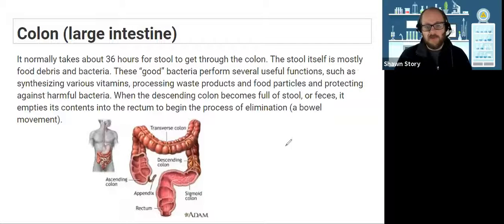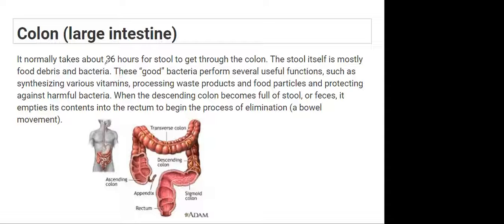All right, and then our last bit about the colon. It normally takes about 36 hours for the stool to get through the colon. The stool itself is mostly food debris and bacteria. These good bacteria perform several useful functions, such as synthesizing various vitamins, processing waste products and food particles, and protecting against harmful bacteria. When the descending colon becomes full of stool or feces, it empties its contents into the rectum to begin the process of elimination, a bowel movement.